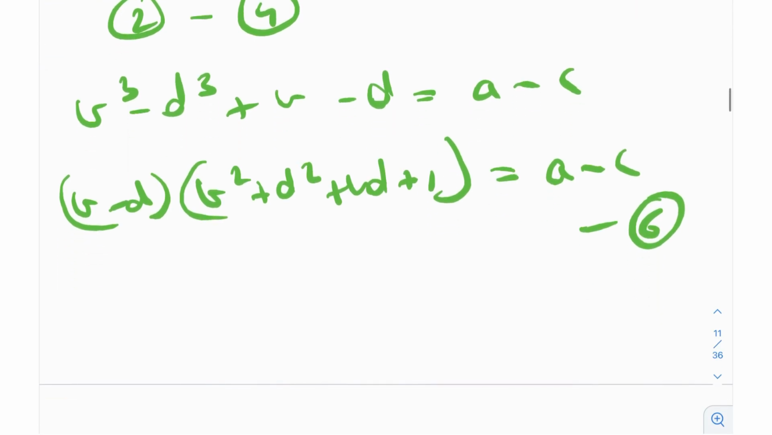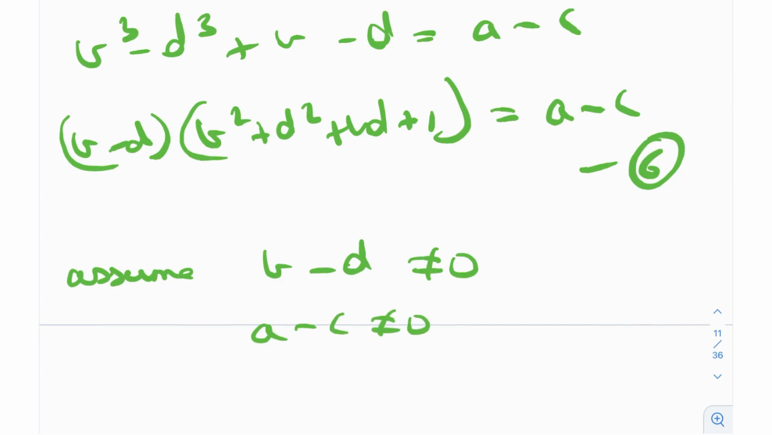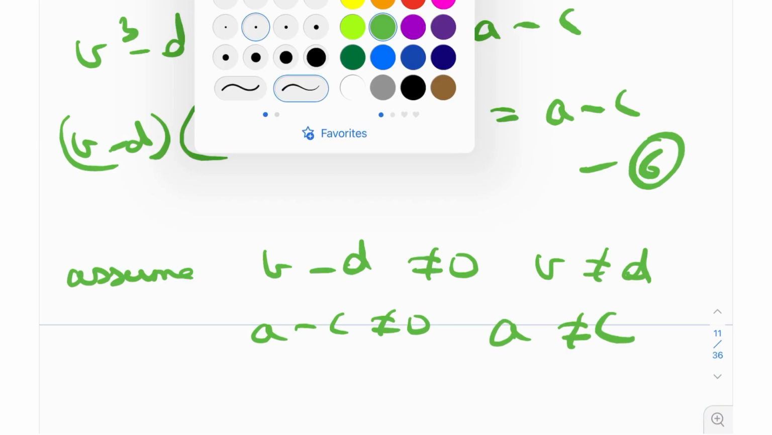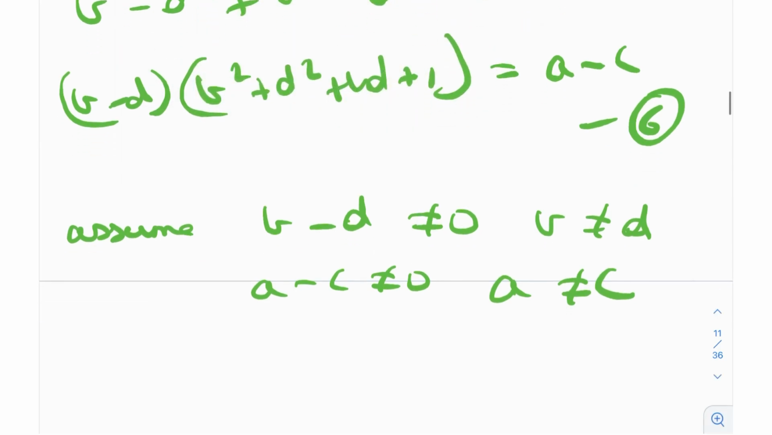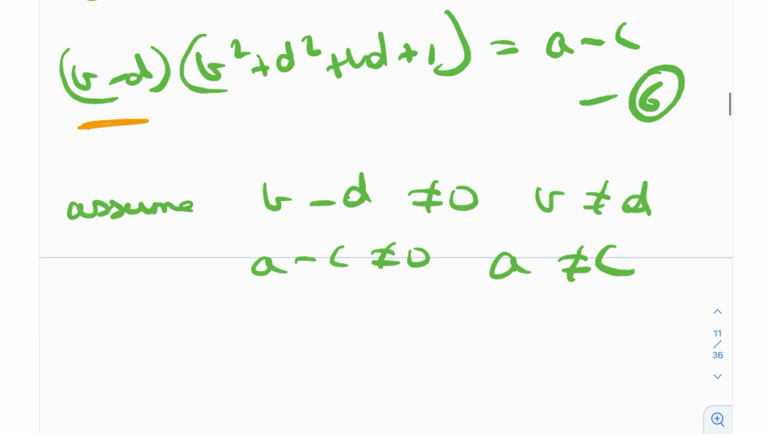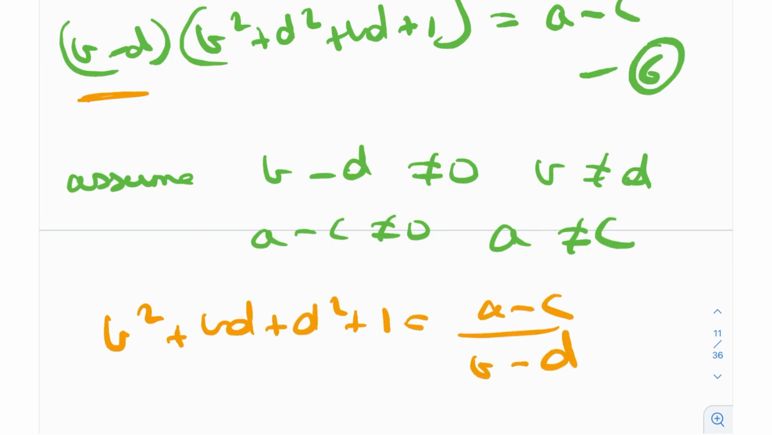Now I'm going to make an assumption, right? The assumption is that b minus d is non-zero, and similarly a minus c is non-zero. So effectively b is not d and a is not c. And how does that help me? When b is not equal to d, I can just divide by b minus d on both sides. So I can write that b square plus bd plus d square plus 1 is equal to a minus c divided by b minus d. Let's put that as number 7.